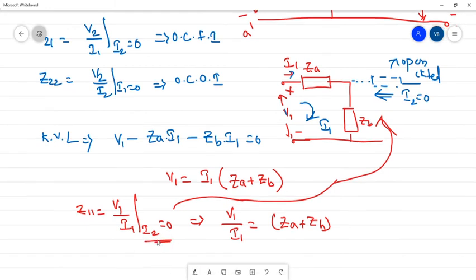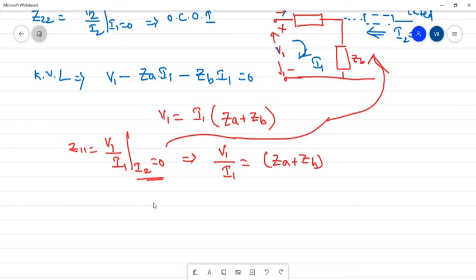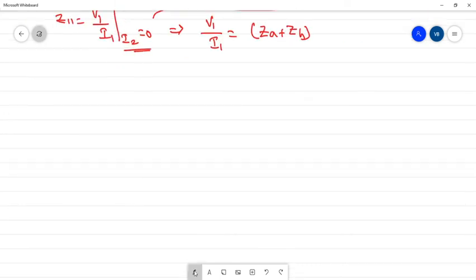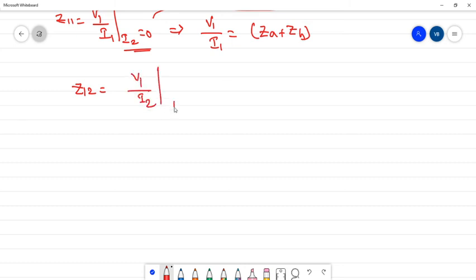So how to calculate Z12? What is Z12? Z12 is V1 by I2 at I1 equal to 0. So what is the circuit? Here we have this type of circuit.